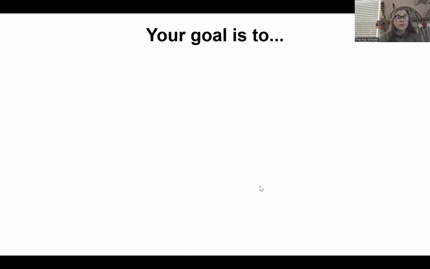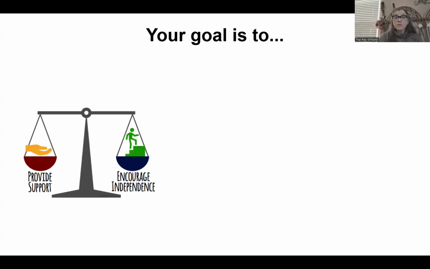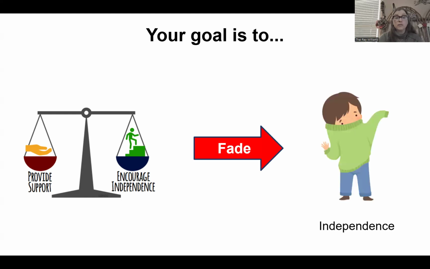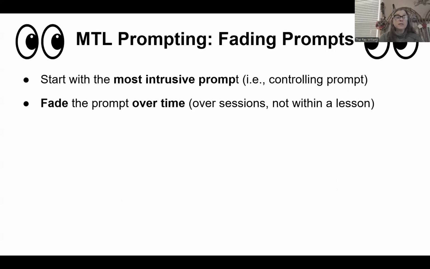So again, when we're using response prompting or when we're teaching children in general, our goal is to provide them with as much support as needed and to encourage independence. And then we want to make sure that we are fading those prompts and that support over time because our ultimate goal is for students to be able to demonstrate or perform those behaviors or skills independently. So let's talk about fading. When you're using the most to least prompting, we already talked about that you're going to start with the most intrusive prompt and that you fade that prompt over time.